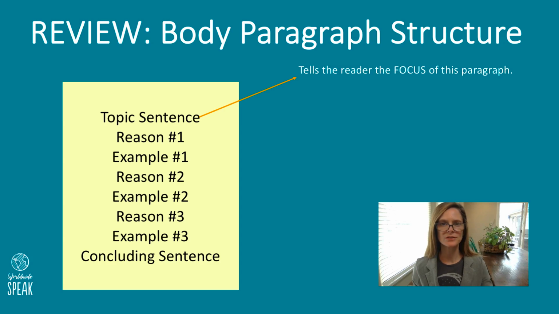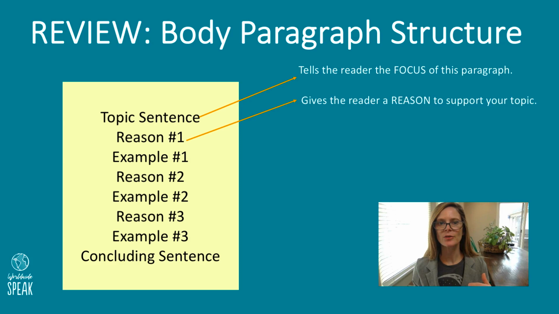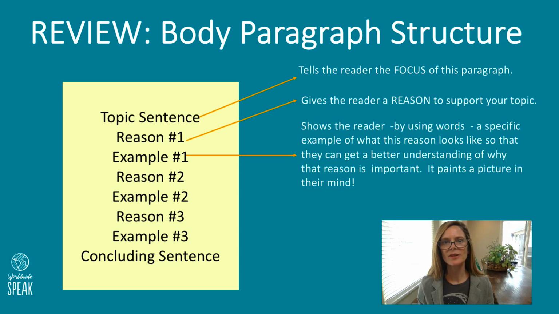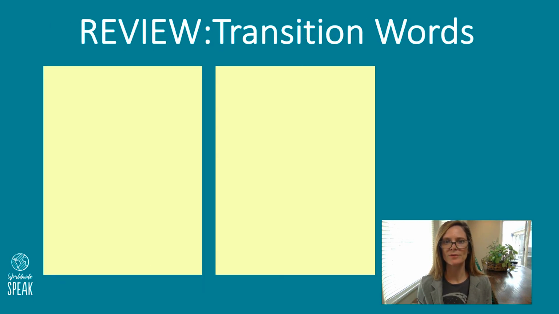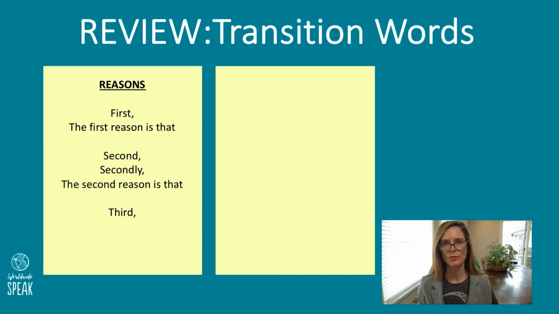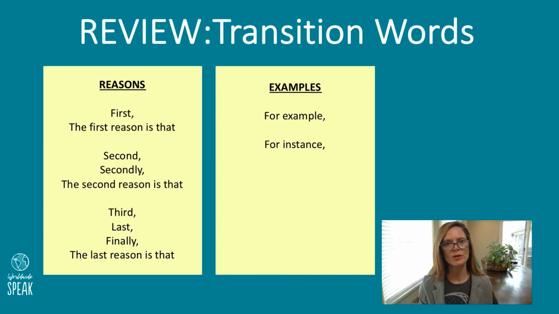And remember, we used the topic sentence to help the reader focus. And then we have the reason to give support. And then we have examples that paint a picture in the mind of the reader of the reasons that you gave. And we finish up with the concluding sentence that just helps the reader refocus on the topic of that paragraph. And last, we talked about transition words. We had transition words for reasons, and we had transition words for examples. These are just a few of the transition words that you can use when you get started in writing. Please pay close attention to the punctuation when you use some of these transition words. For the most part, we have a comma after the transition word.